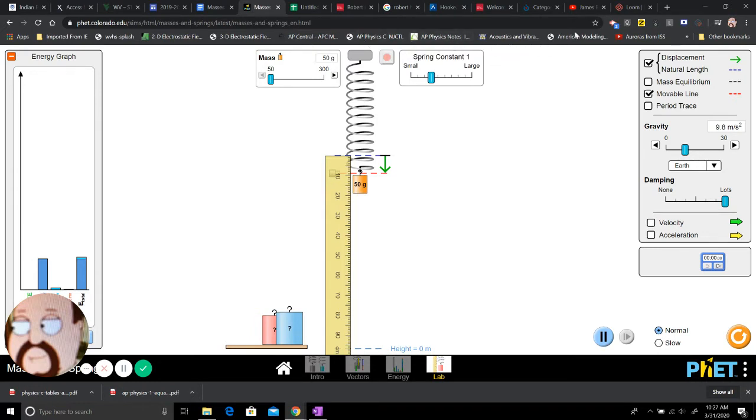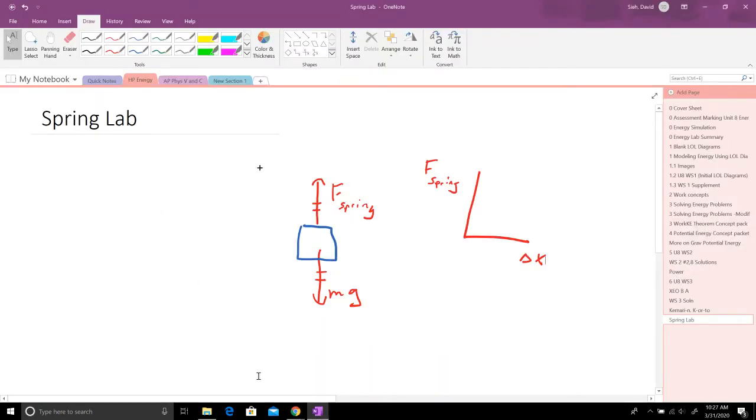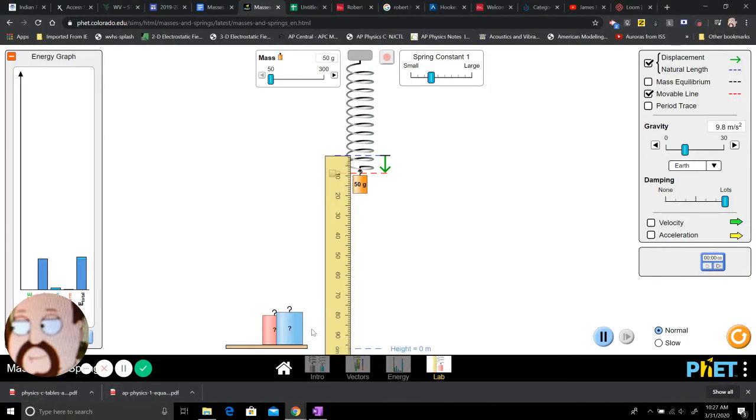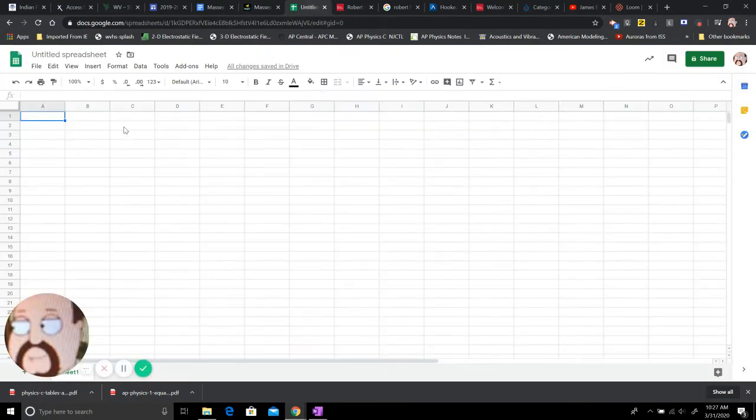I could just jot my data down if we'd like. Perhaps jotting that down here. Or do you want to type it directly into the spreadsheet? Let's just go ahead and skip a step and go directly to the spreadsheet. Let's see here. We'll say this is going to be Spring Lab. And say we're going to go ahead and set up now.